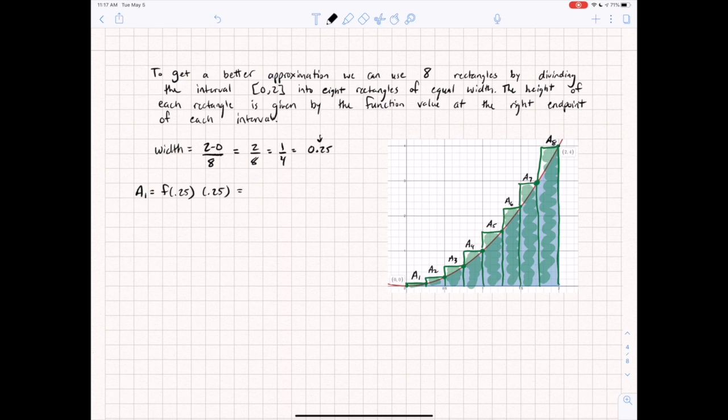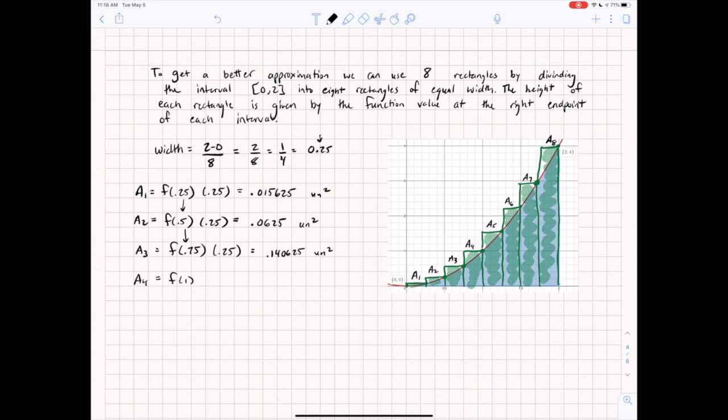Using a calculator here, I get 0.015625 square units. For the second rectangle, I would do f of 0.5 times 0.25. Again, using a calculator, 0.0625. A3, I would do f of 0.75. You can kind of see how the increments here are going up by the width times 0.25 would give me 0.140625. My fourth strip would be f of 1 times 0.25. Well, this would be 0.25. I like that one.